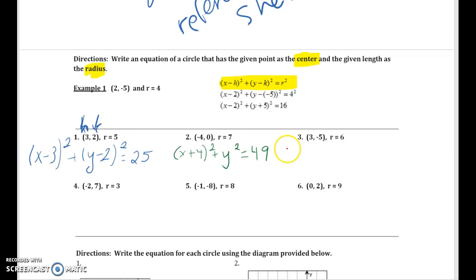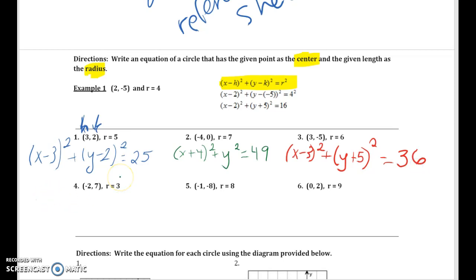Same thing for number 3. We're going to substitute in the h for x. So since it's a +3, we'll have a -3. We're going to substitute in the k for y. So since we see a -5, it's going to be a +5. Again, all these quantities are squared, and it equals the radius squared. 6 times 6 is 36.